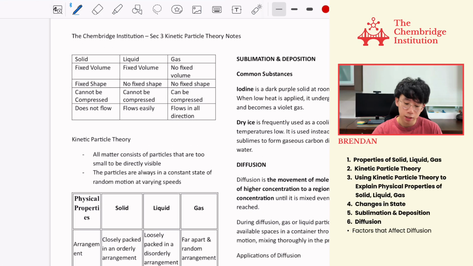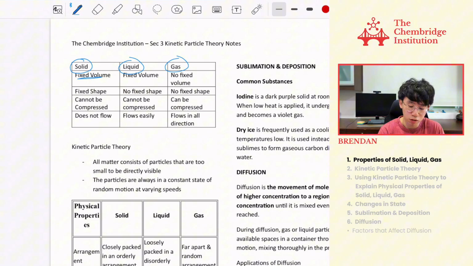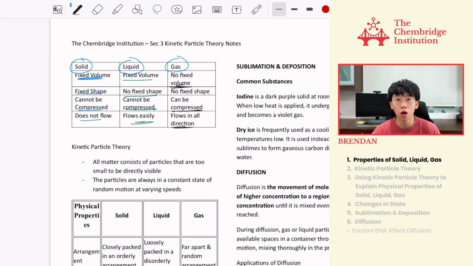So we've already learned how solids, liquids and gases are different states and how they behave from our lower levels. For example, we know that solids have a fixed volume, a fixed shape, they cannot be compressed, and they generally do not flow. Versus liquids, they generally have a fixed volume, but they don't have a fixed shape. They also cannot be compressed, but they flow easily. And then gases, in contrast, have no fixed volume, no fixed shape, and they can be compressed and they flow in all directions.